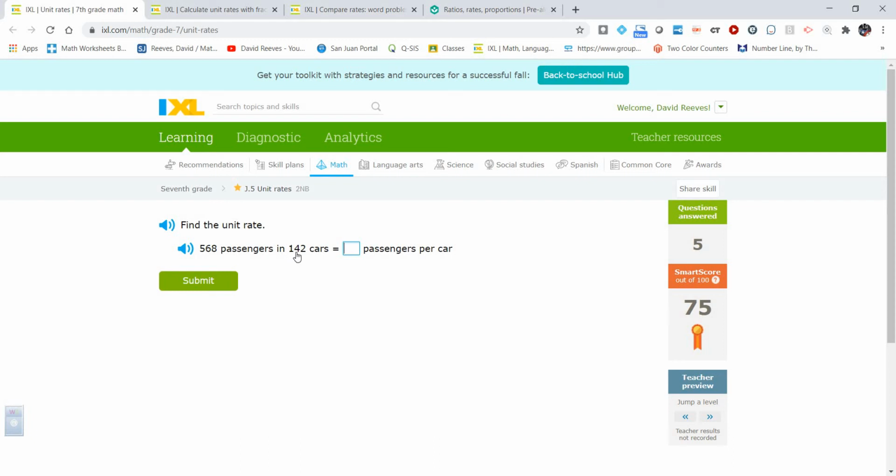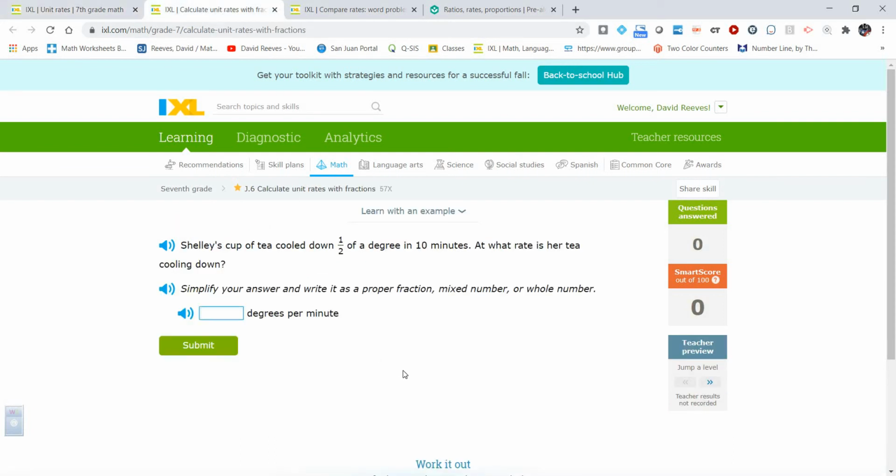So we're basically finding out how many of these are in that, and that will give us the unit rate. Okay, that's how you do J5. What about J6? Okay, now we are doing a similar process, except now we have fractions. So they're going to make it a little bit more challenging, but the concept is the same.